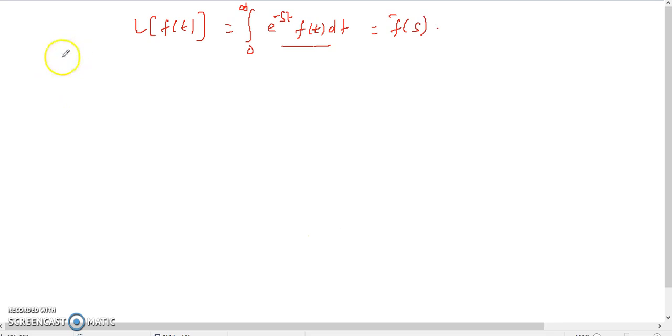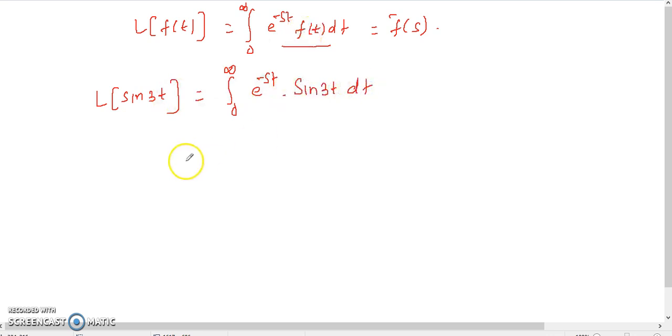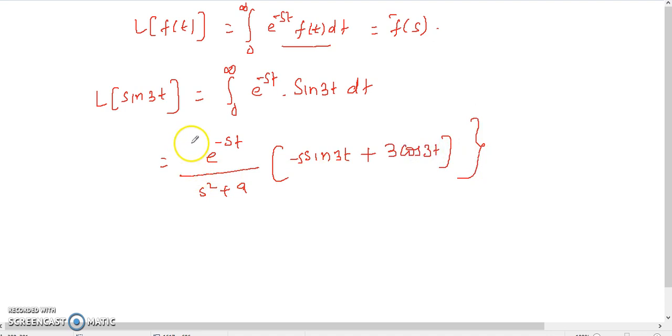Okay students, so now we will discuss some functions. Consider you are given: find the Laplace of sine of 3t. So we will do it here. How? 0 to infinity e to the power of minus st, f of t is here sine of 3t dt. So for e to the power of at sine of bt, the formula we have already discussed: e to the power of at by a square plus b square, a sine of bt minus b cos of bt, here minus s into sine of 3t minus 3 cos of 3t. This is your integration, and you have to substitute the limits 0 to infinity.